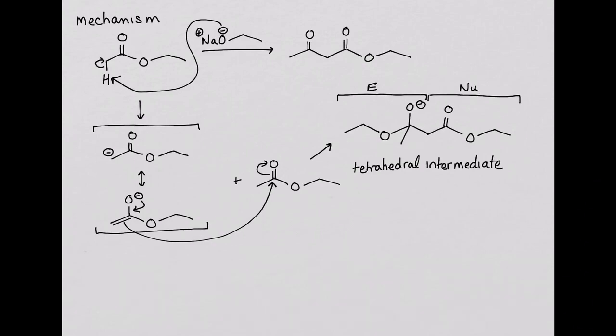In the last step of the mechanism, the carbonyl reforms, kicking off the leaving group and forming the product. The driving force of the Claisen condensation is the formation of the beta-keto ester. The beta-keto ester is much more acidic than the ester starting material.